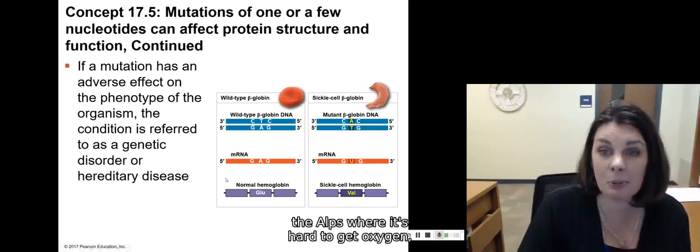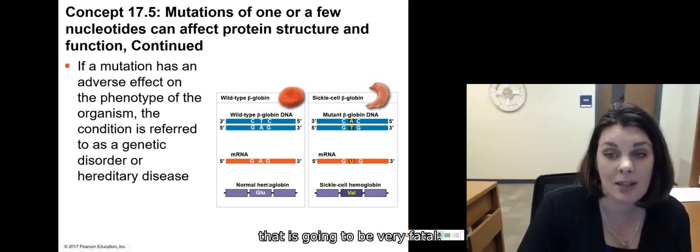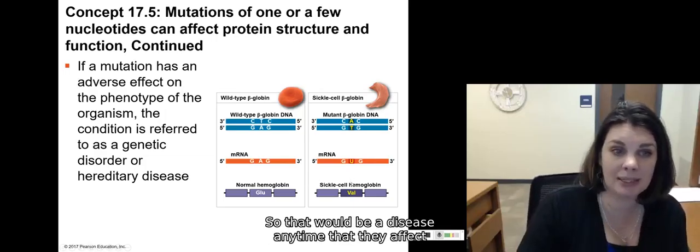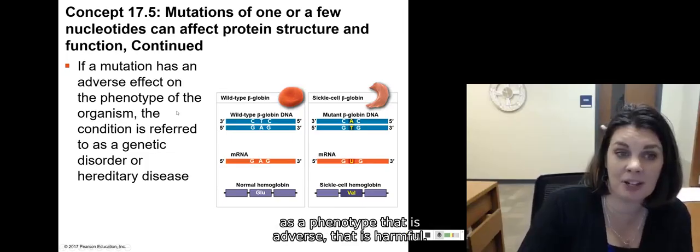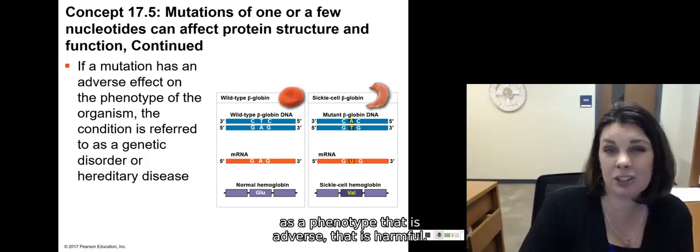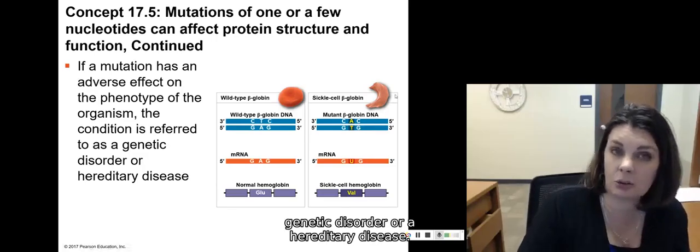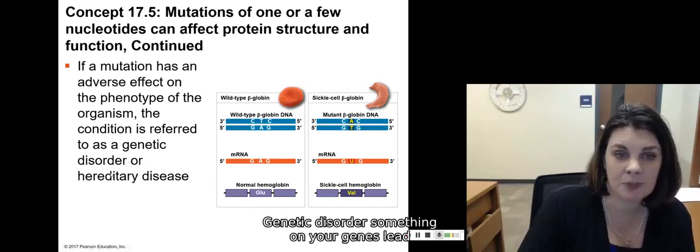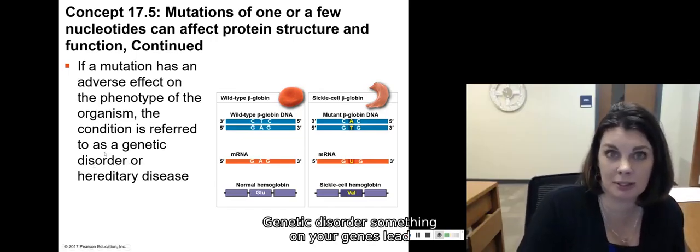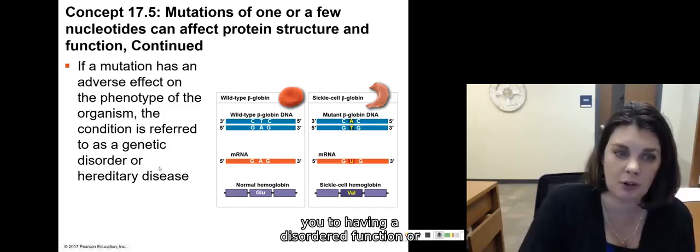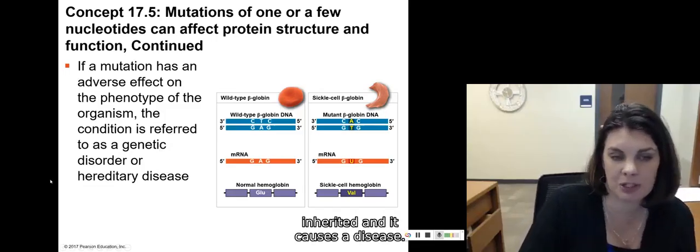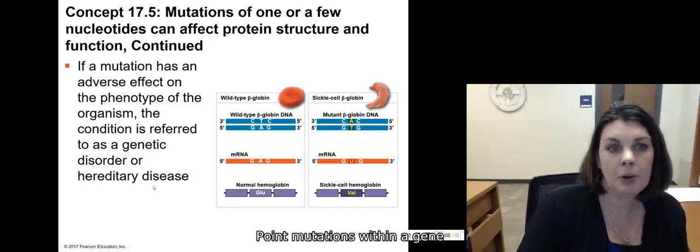But if you are living somewhere like up in the Alps where it's hard to get oxygen, that is going to be very fatal. So that would be a disease. Anytime that the effect is a phenotype that is adverse, that is harmful, this change is going to be called a genetic disorder or a hereditary disease. So a genetic disorder is something on your genes leads you to having a disordered function, or hereditary disease because your genes are inherited and it causes the disease.